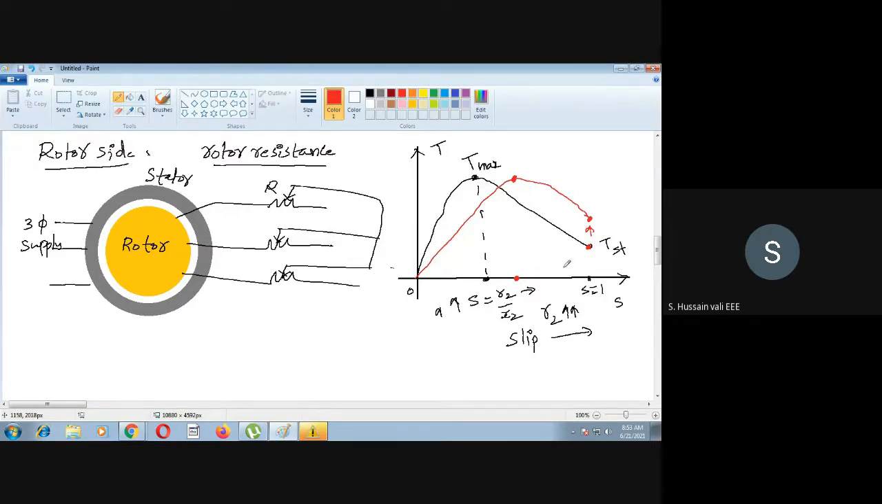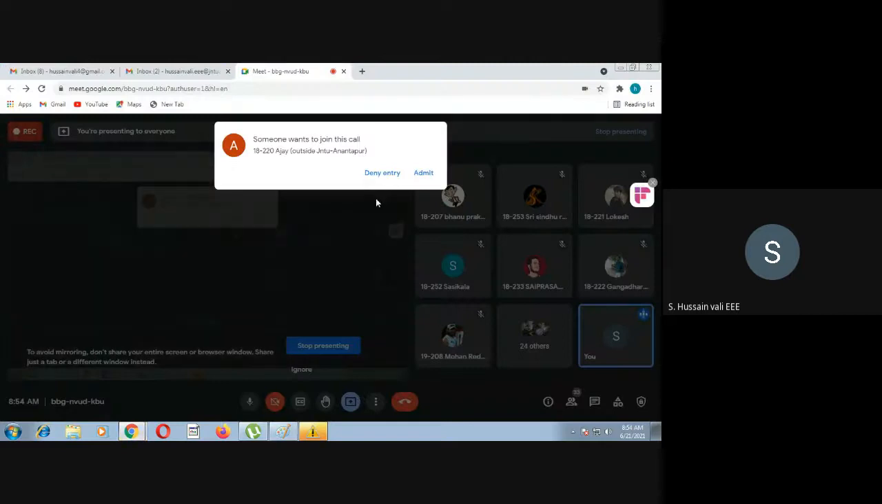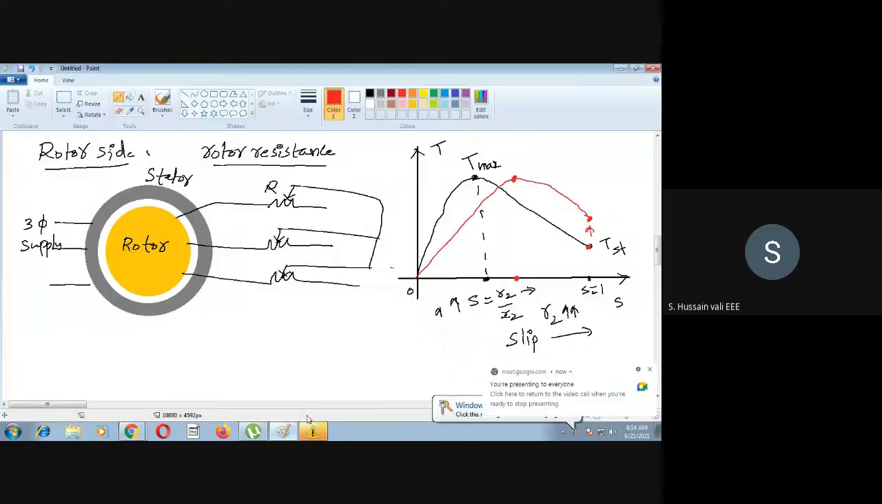What exactly you are doing now is increasing the resistance. When you increase the resistance, two things we have observed: the slip at which maximum torque occurs increases, so it moves to the right side, and similarly the starting torque goes up. So when you increase the resistance in the rotor, the starting torque will increase. You are controlling the induction motor characteristics by changing the rotor resistance.